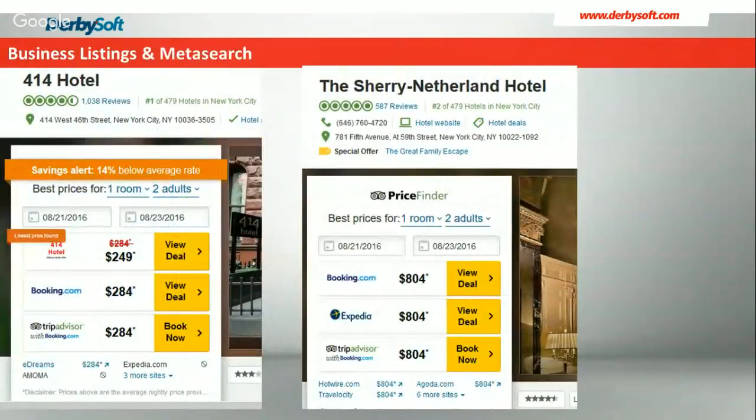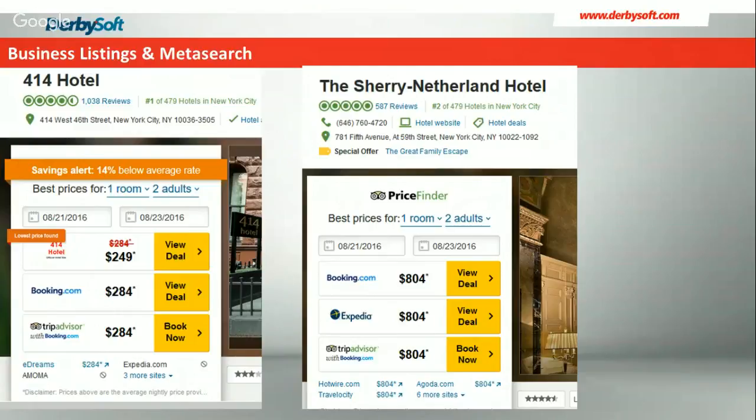So to start off with, let's talk about the business listings. Now, here are two examples of some hotels in New York City. And in fact, these are the top ranked hotels in popularity on TripAdvisor in that market. You'll see that popularity towards the top there next to the name. So the 414 Hotel, #1 of 479 hotels in New York City. In this particular example, however, they do not have a business listing.